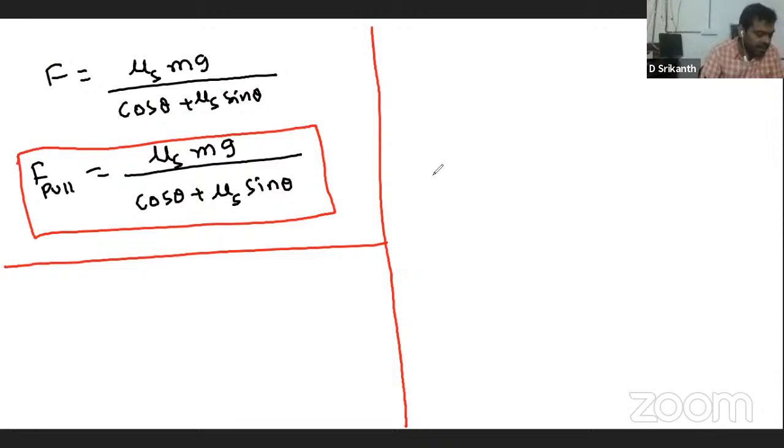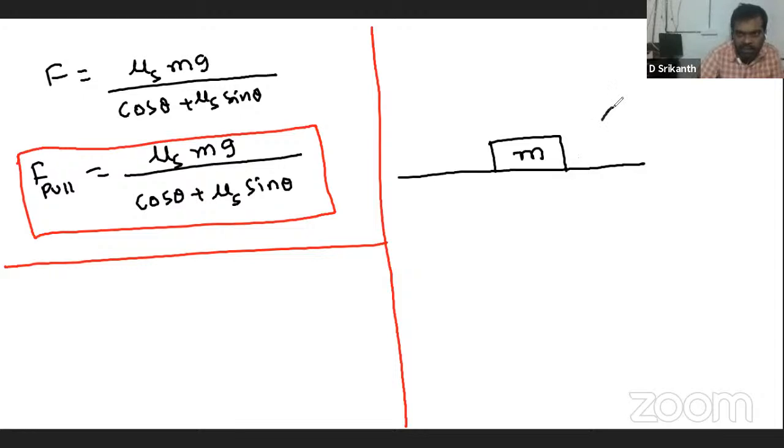Now we'll see the same condition for pushing. We have a horizontal surface and an object of mass m. Now I have a pushing force like this at an angle theta, and we consider the surface as rough, having the same coefficient of friction mu. Now I want to find the value of the pushing force.